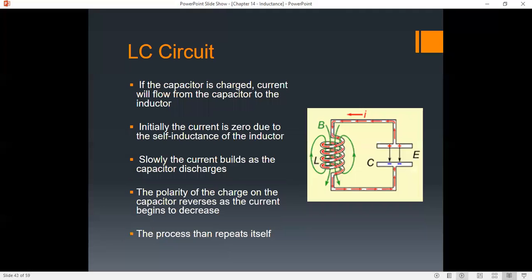And here, oh, I thought this was animated. Okay. Unfortunately, this particular one is not animated.